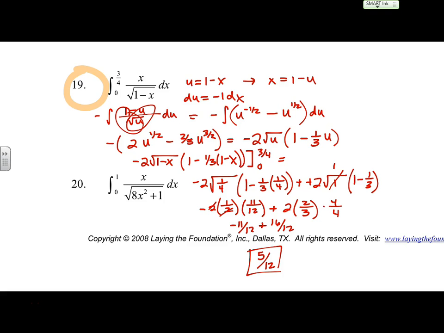Once again, if it's a calculator portion of the exam and an integral comes up, are you even thinking about trying to solve it by hand? No. Heck to the no. Put it in your calculator.